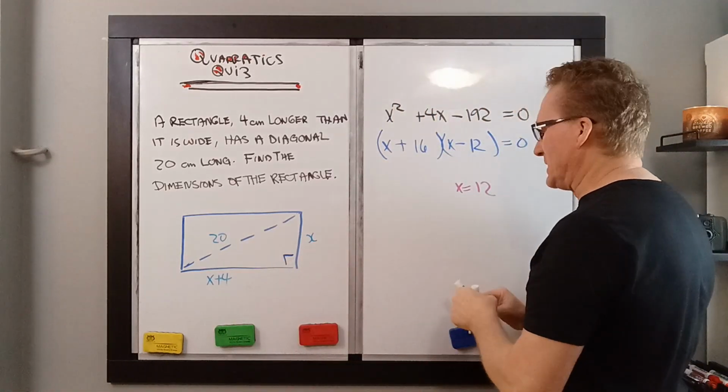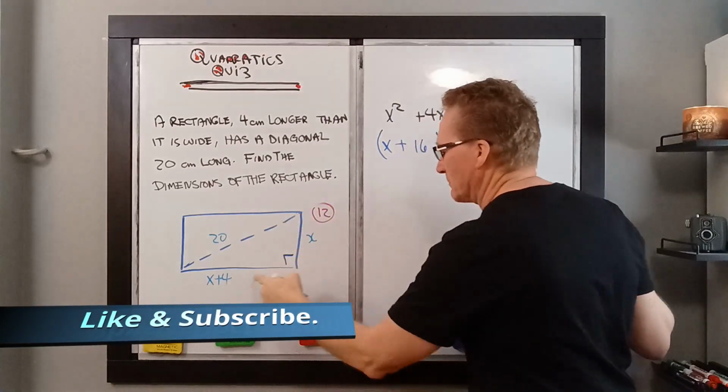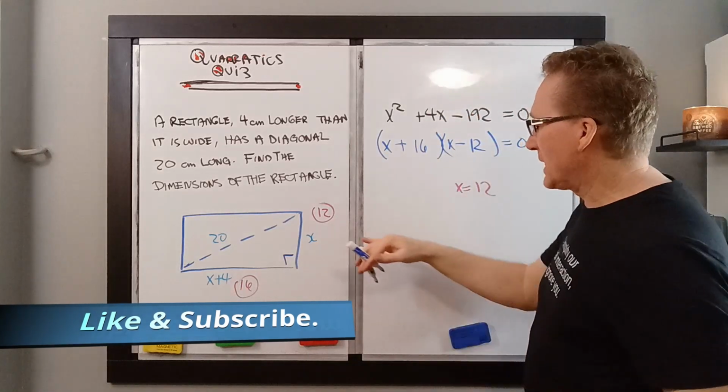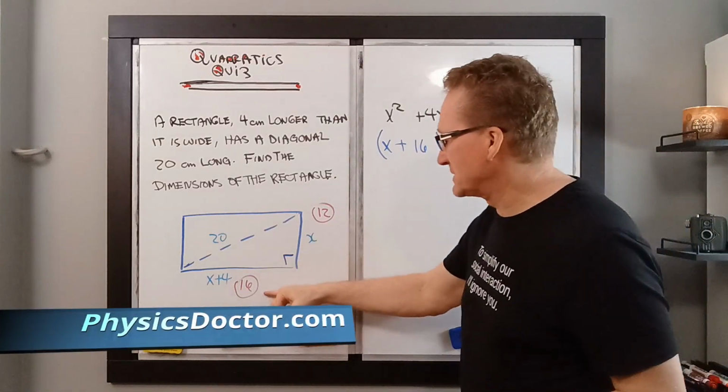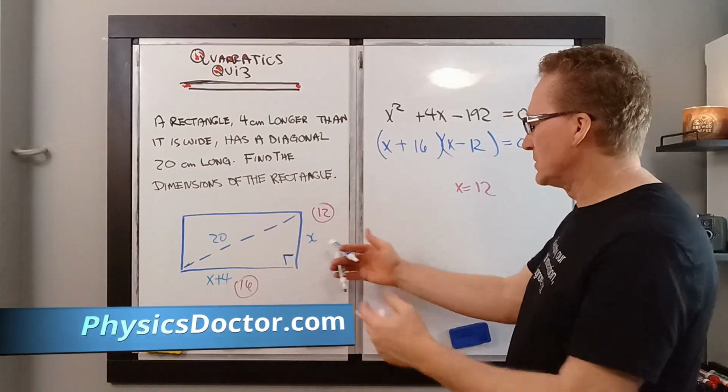So in that case, let's write these answers in here. If this one is equal to 12, then what's this one going to be? 16. You can go back and check this again. 12 squared plus 16 squared. Does that equal 20 squared? And in fact, it does. So there you go. You've solved that problem.